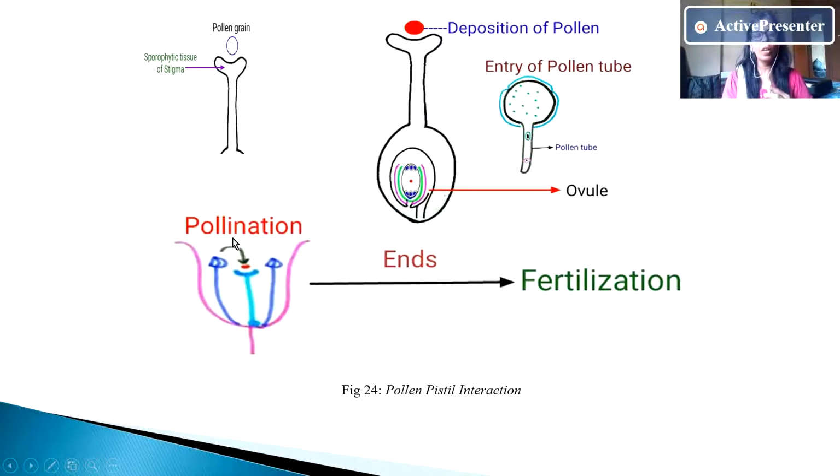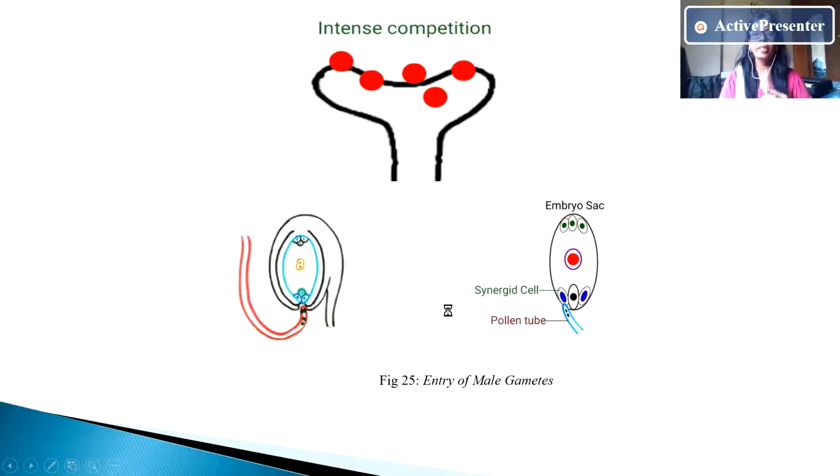Here, the transfer of pollen grains to the stigma or female reproductive structure is known as pollination, and everything until the end of fertilization is pollen pistil interaction. Then see here the intense competition. Many pollen grains come and stick on the stigma, but only one or two can germinate. Only one pollen tube can enter through the style into the female gametophyte, through the micropyle or through the integuments or the chalaza.